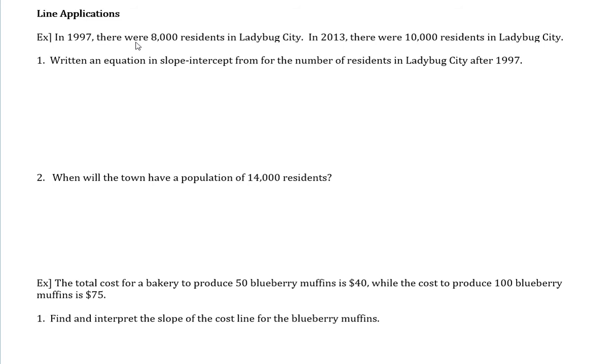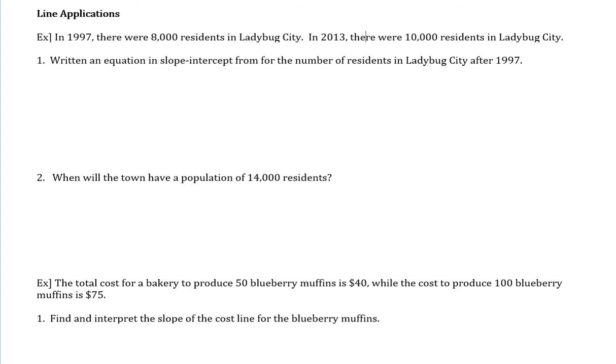So in 1997, there were 8,000 residents in Ladybug City. In 2013, there were 10,000 residents in Ladybug City. Write an equation in slope-intercept form for the number of residents in Ladybug City after 1997.